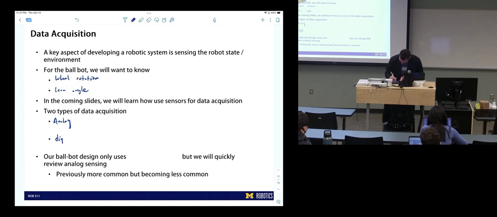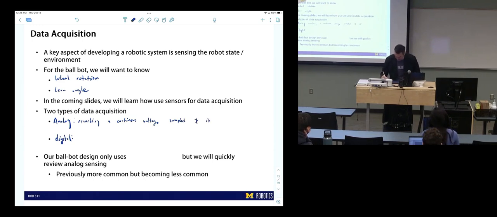What is analog? What is analog signal acquisition? What does that mean? Yeah, we're recording a continuous value. Continuous voltage sampled and interpreted.